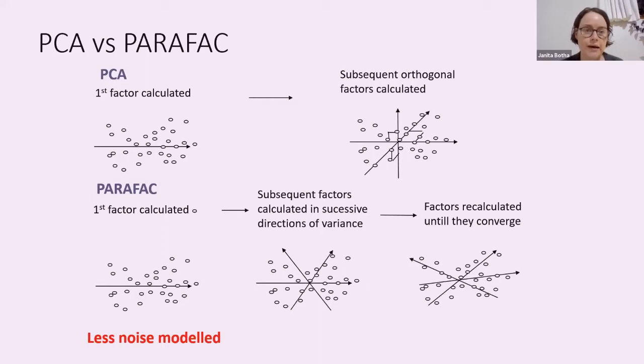And what parafac does is it chooses the same first principal component, but then you subsequently calculate factors in successive directions of variance, but it also recalculates your factors until they converge. And what this means is that you're actually modeling the data more directly than you are modeling the noise.